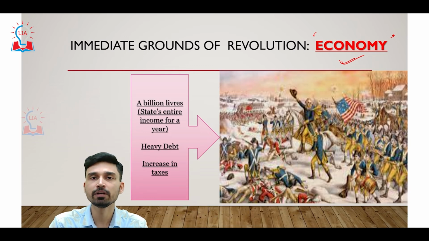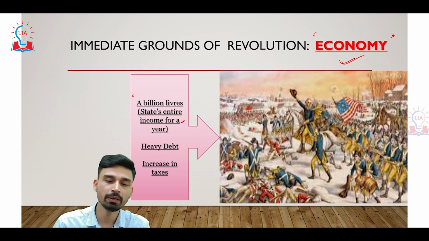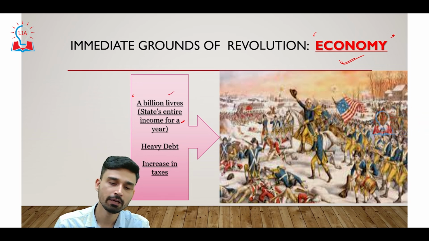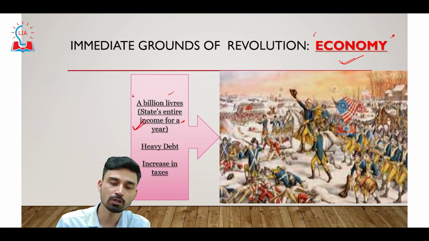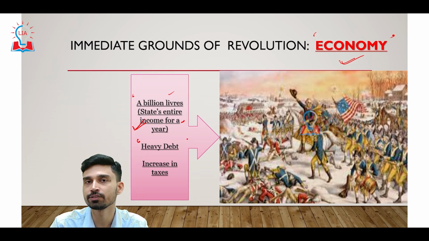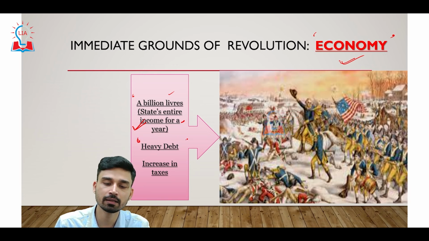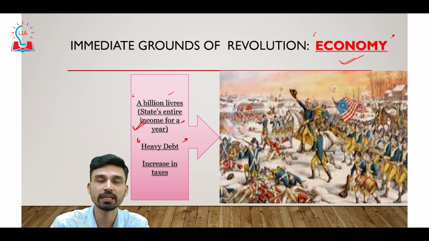Due to this, they spent a huge amount of money in the Americas. It is believed that at that point in time, in the year 1789, a total of a billion livres, the French currency at that time, was owed as loan by the French government, which was the state's entire income for a year. Not only that, there was also a heavy debt, and we know how debt can cause destruction of society and of the economy, as we see in modern times as well. Due to this heavy debt, there was no other option for the king but to look for an increase in taxes so that revenues could be generated.